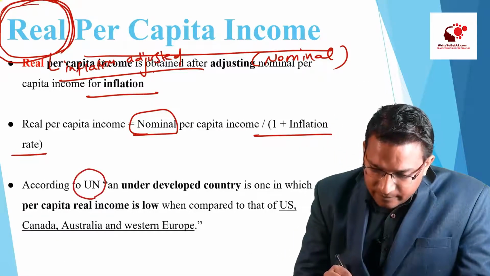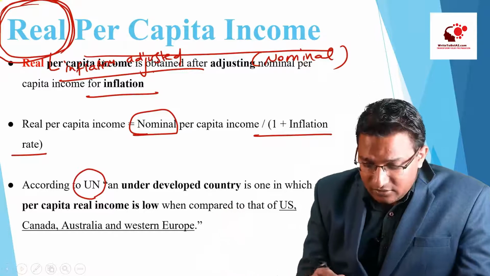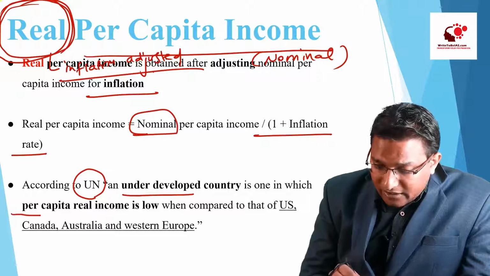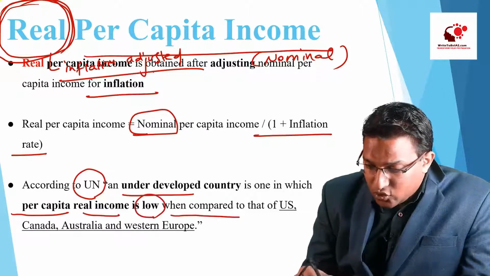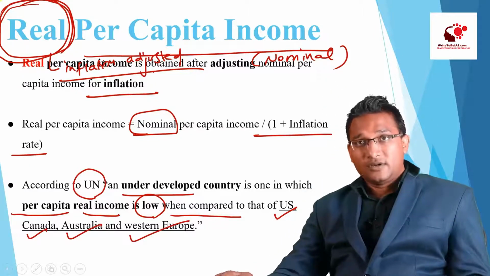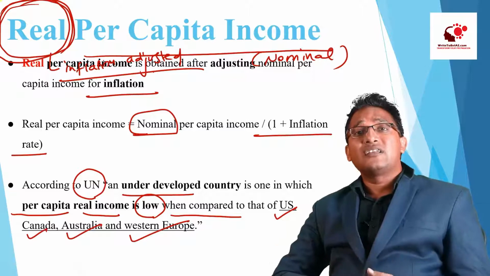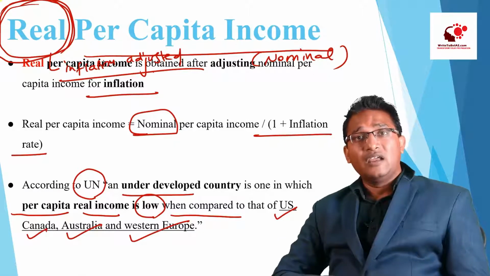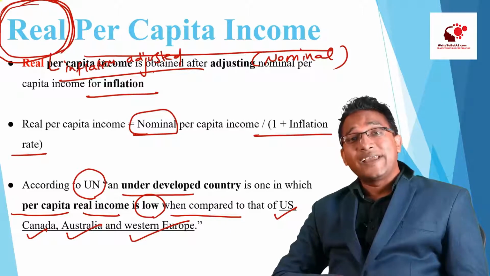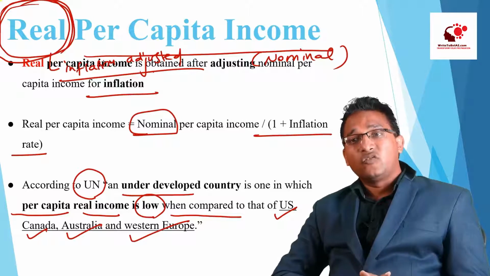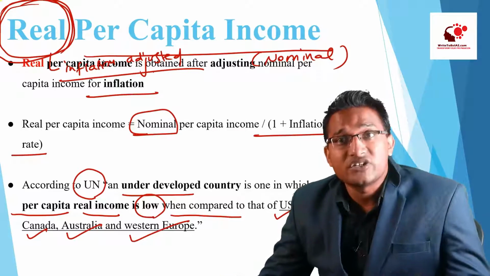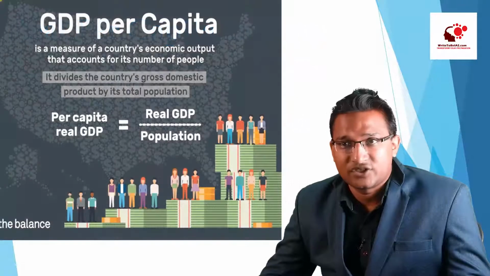Now, there is one observation by the UN. According to the UN, an underdeveloped country is the one in which per capita real income is low when compared to countries like the USA, Canada, Australia and Western Europe, the countries which are developed, right? So how do we determine that our country is a developing country? Because our real per capita income is lower than the real per capita income of the developed countries. This is how we determine that our country is a developing or underdeveloped country.